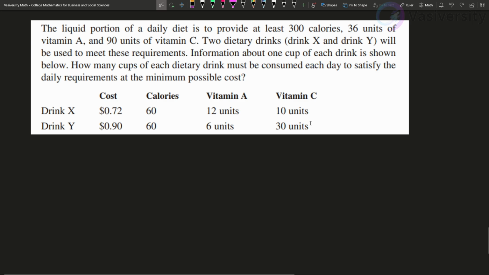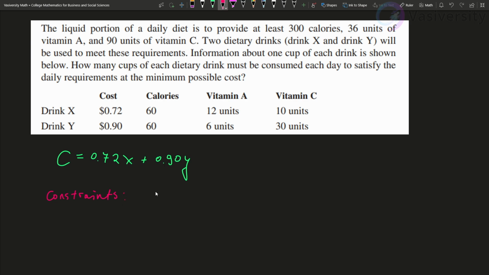So essentially, we're given that. Let's write down, first of all, our cost function. It's going to be 0.72x plus 0.90y. That was pretty straightforward. How about constraints? Constraints are going to be as follows.